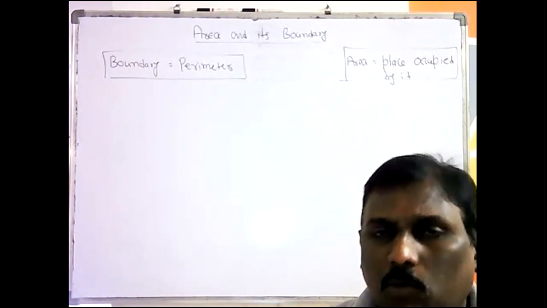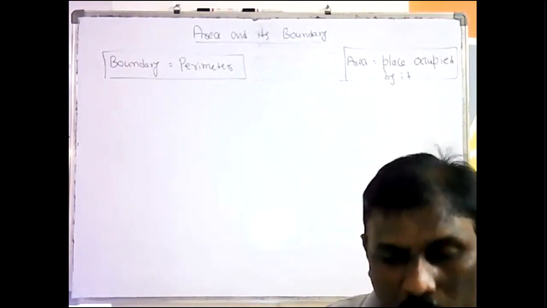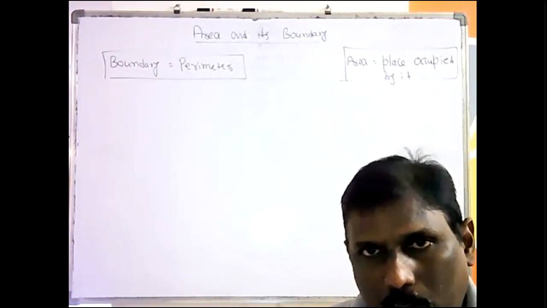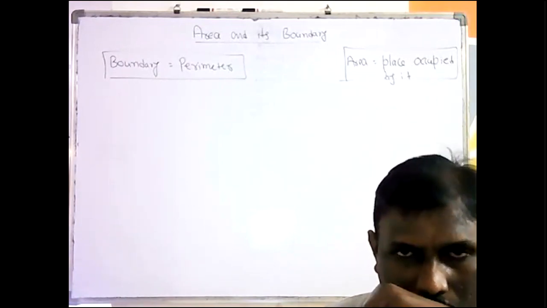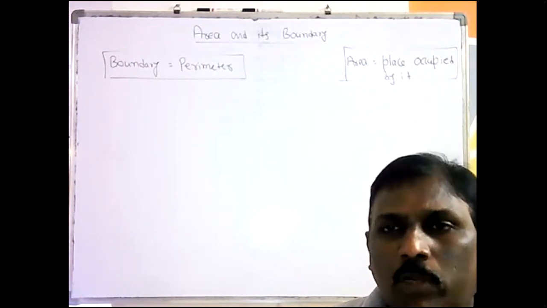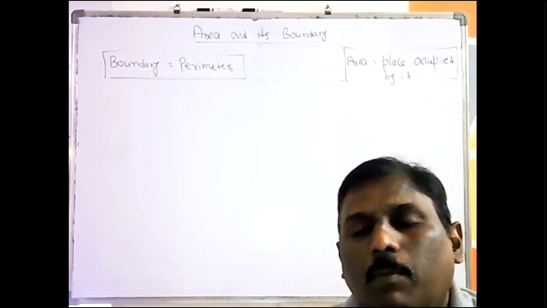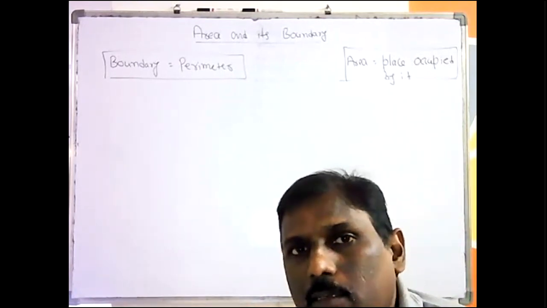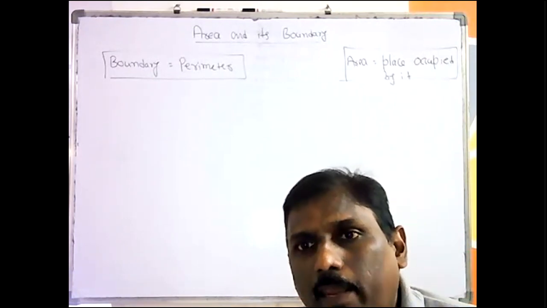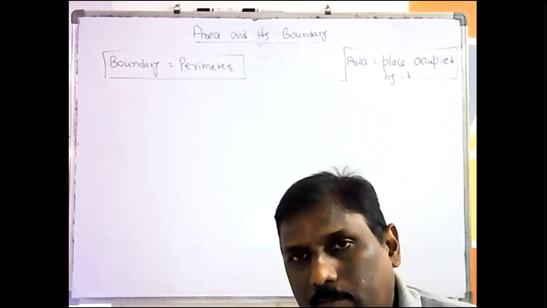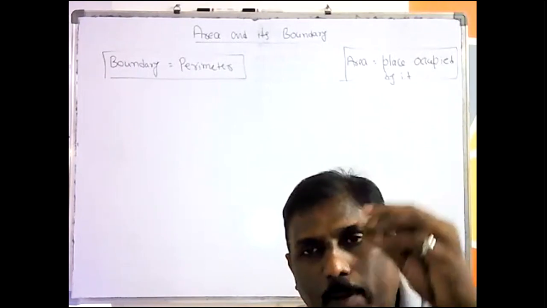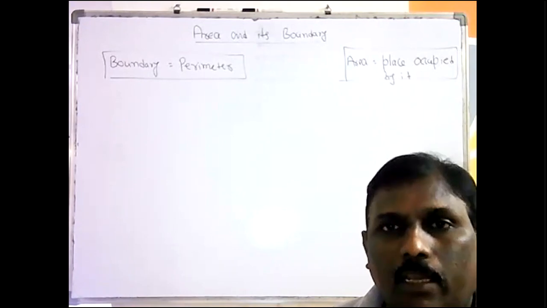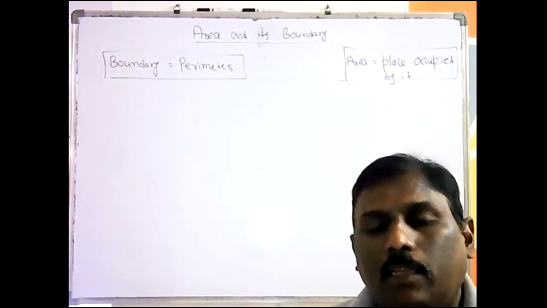Most of the topics are known to you. Already I shared one worksheet on perimeter, that is boundary, in the holiday homework. I added that also. The mathematical word for boundary is perimeter. Boundary, the outline, is called perimeter. Area means the place occupied by it. When you draw a diagram, that occupies some place. So how much place is occupied by it? That is called area. Boundary means outline, that is perimeter.